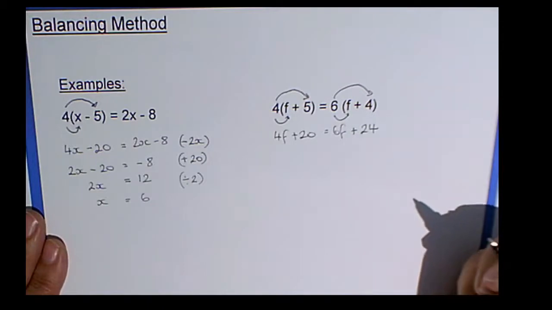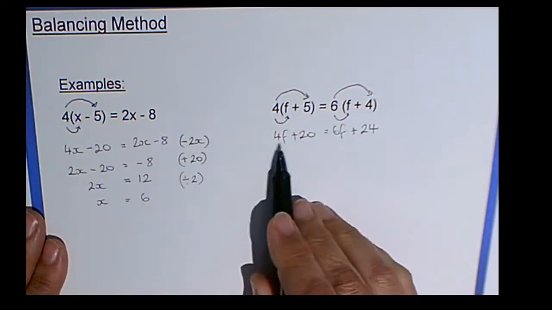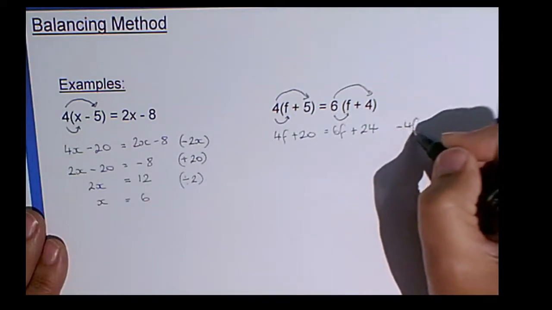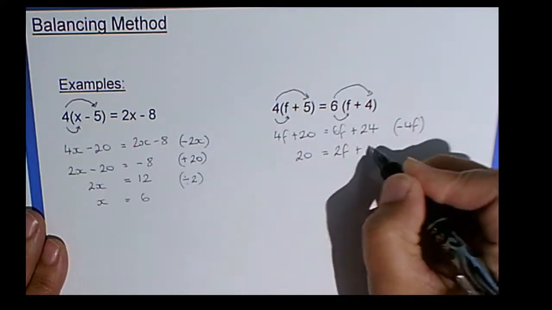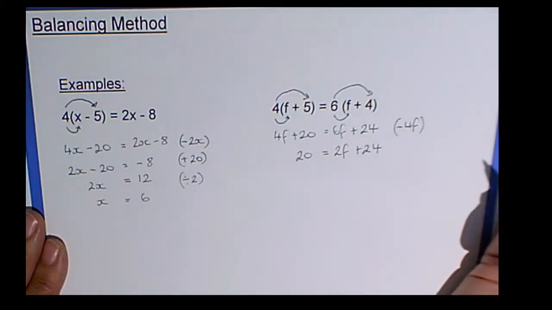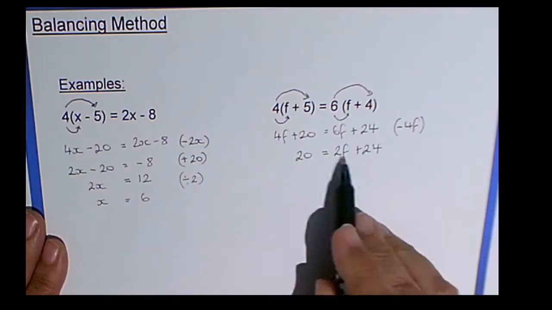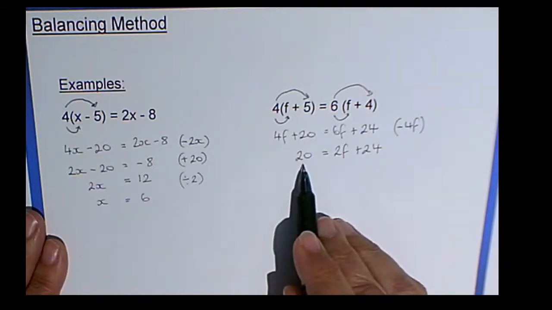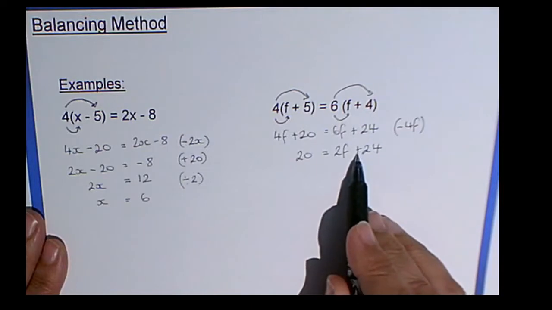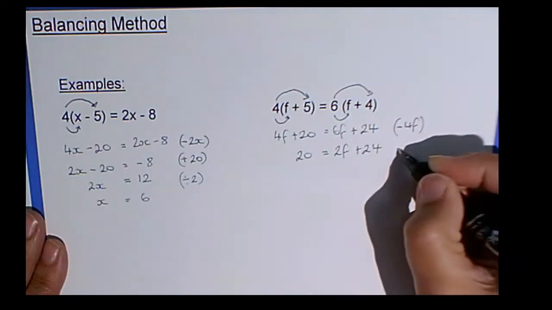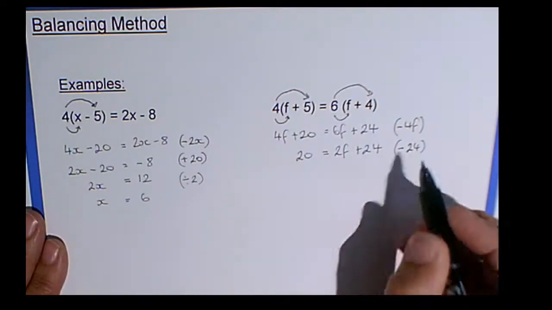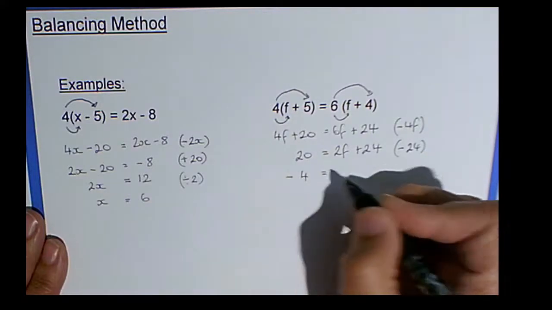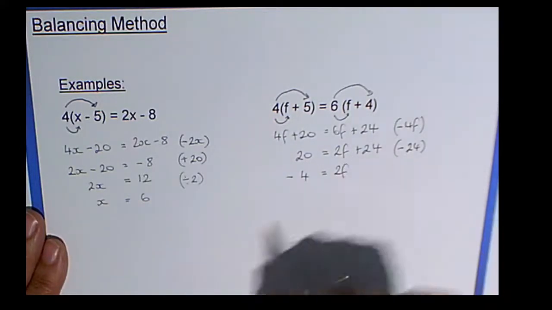We're going to get rid of the smallest amount of the letter. So 4f is smaller than 6f, so I need to take 4f from both sides this time. That leaves me with 20 on this side, and 2f plus 24 on this side. So we can see the numbers are on their own here, so we're going to keep the numbers this side and the letters this side in this case. Okay, so it doesn't matter which side, but you want all the numbers one side and you want the letters on the other side. So we're going to get rid of this plus 24. So to do that, we're going to subtract 24 from both sides. 20 minus 24 is minus 4. And if we take 24 from this side, we're left with 2f.